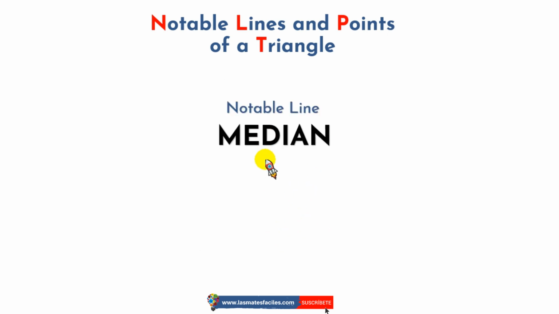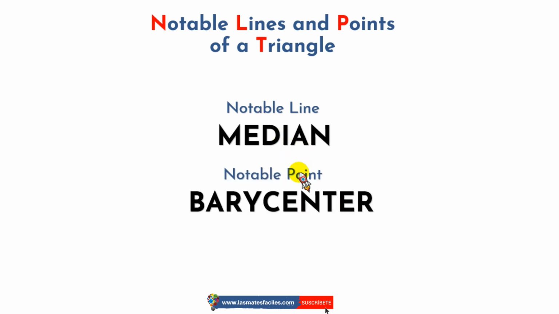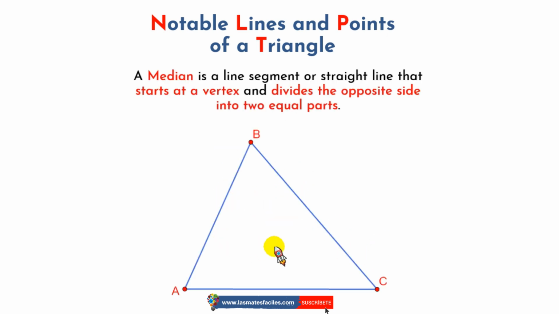Now let's look at another notable line called the median. There are 3 medians. When they intersect, they form a notable point called the centroid or barycenter. A median is very easy to draw. It is simply a segment that goes from the vertex to the midpoint of each side.